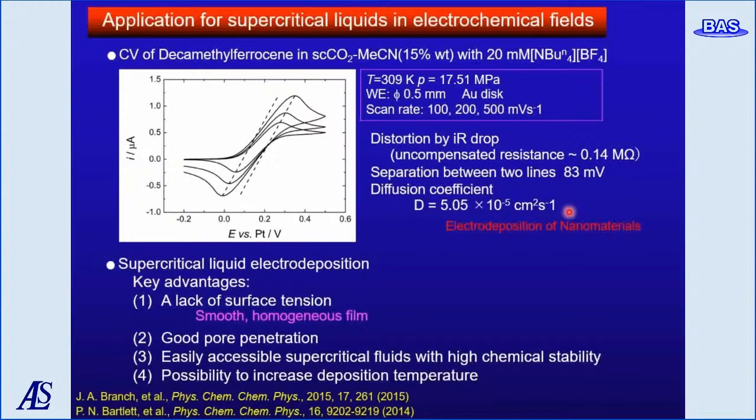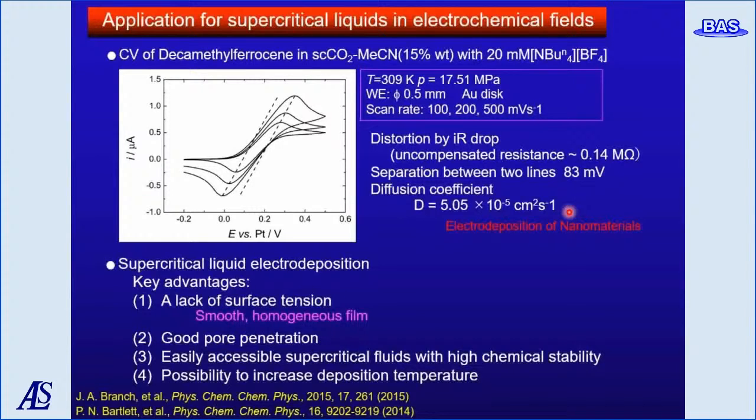Another example is electroplating. The advantage of using supercritical fluid for electroplating is that there is almost no surface tension of supercritical fluid. So the surface can be plated uniformly and smoothly, and the penetration into the pore is good.